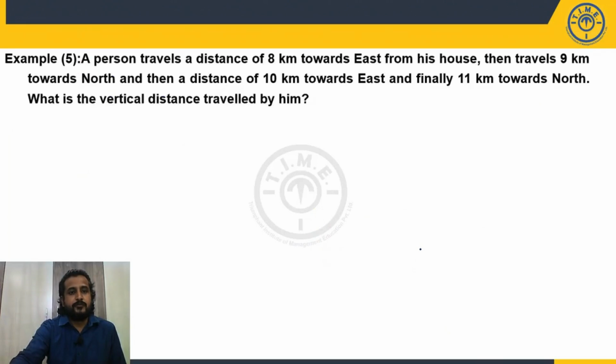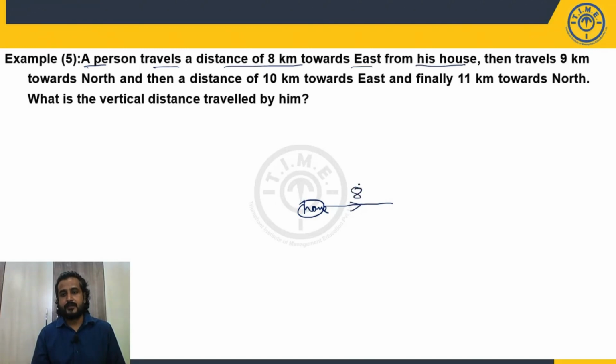Okay. Now move to question number 5. Example number 5: a person travels a distance of 8 kilometers towards east from his home. So let us start from the home. From the home, he traveled 8 kilometers towards east. East will be towards the right side. Let's say it is a point A. Then he travels 9 kilometers towards north. So from the point A, north means towards up, 9 kilometers.